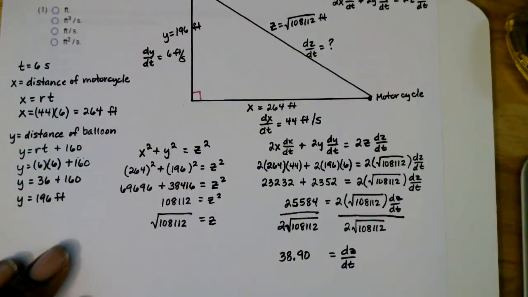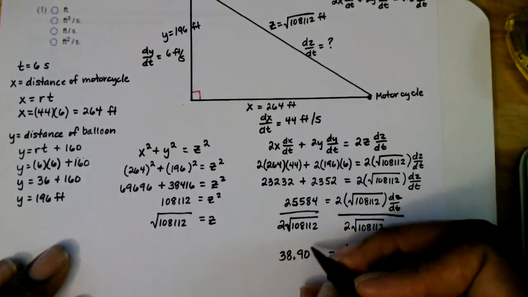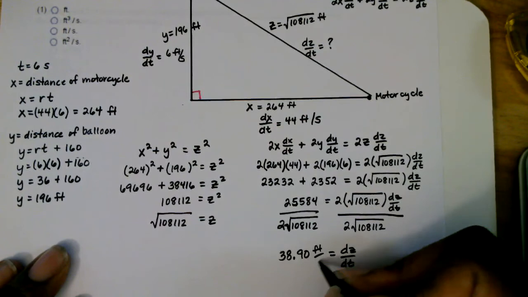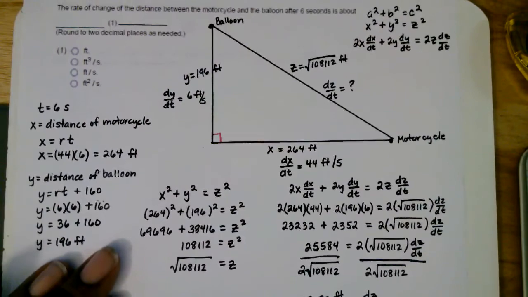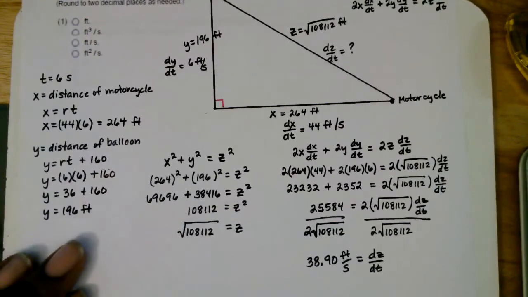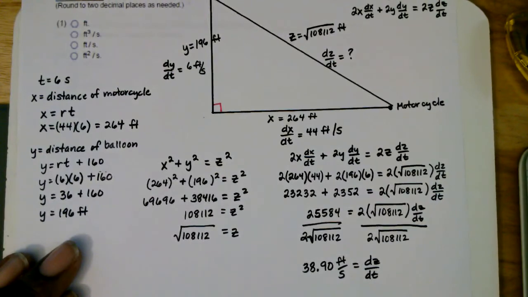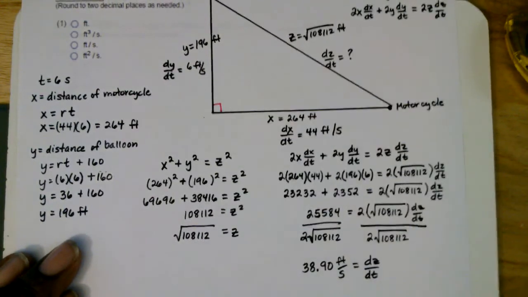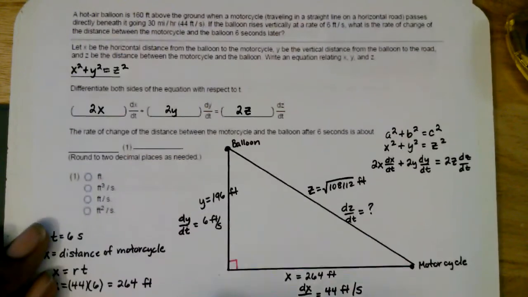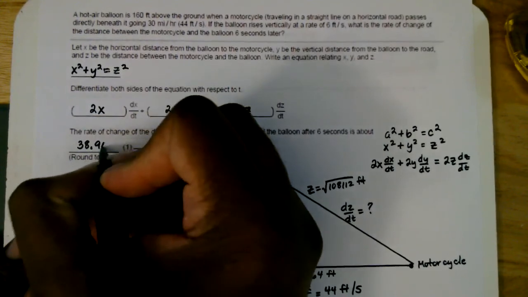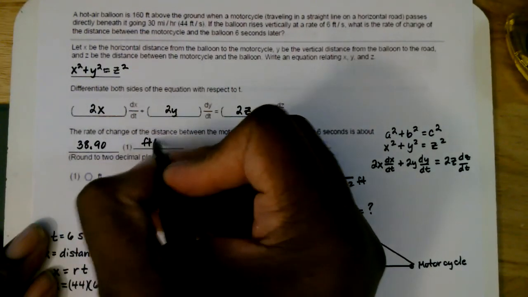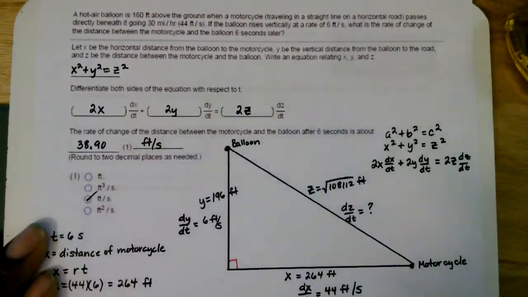And this is going to have to be in, the z is in feet, the time is in seconds. Feet per second. So to answer this question, the rate of change of the distance between the motorcycle and the balloon after 6 seconds is about 38.90 feet per second. So that's the answer that they're looking for. So this is going to be 38.90 and then feet per second. Okay.